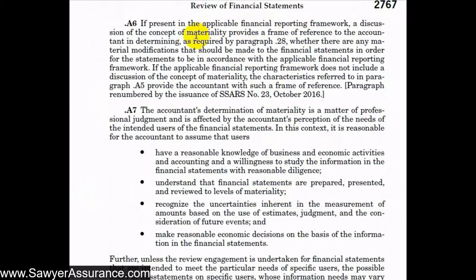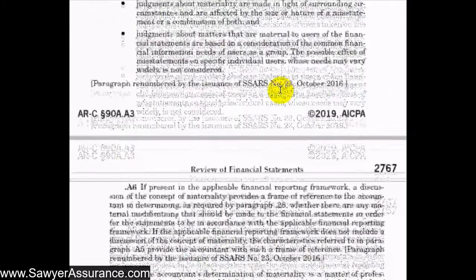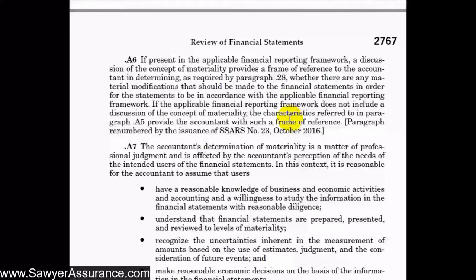And so they make note here that if the financial reporting framework discusses materiality, then we might use that discussion as our basis for materiality. But if not, we can use A6, which we just discussed, as our consideration of materiality for our frame of reference.